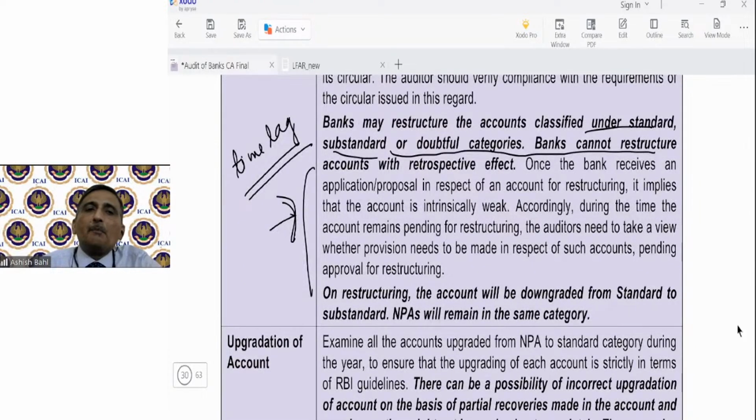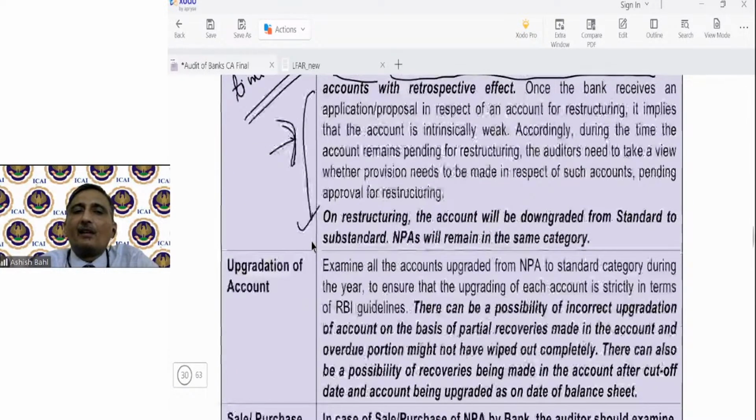And another important point in case of restructured accounts: when a standard account is restructured, then it is downgraded from standard to substandard. And if an NPA account is restructured, then it would remain in the same category in which it was before restructuring. Like a substandard would remain in substandard, D1 would remain in D1. Okay.